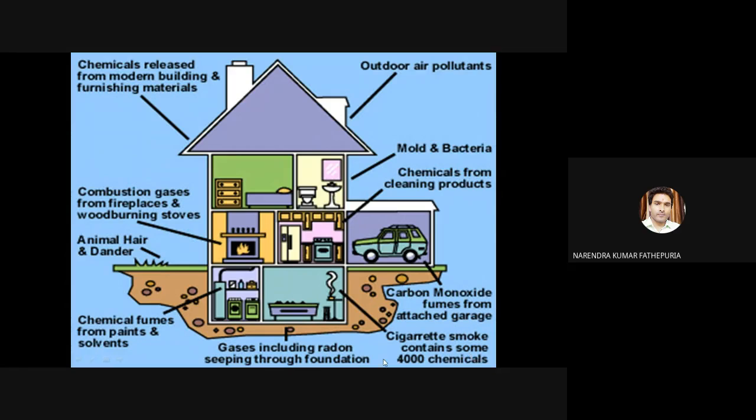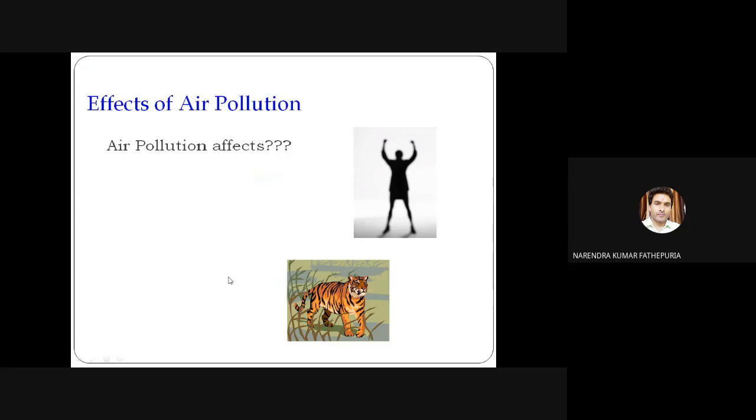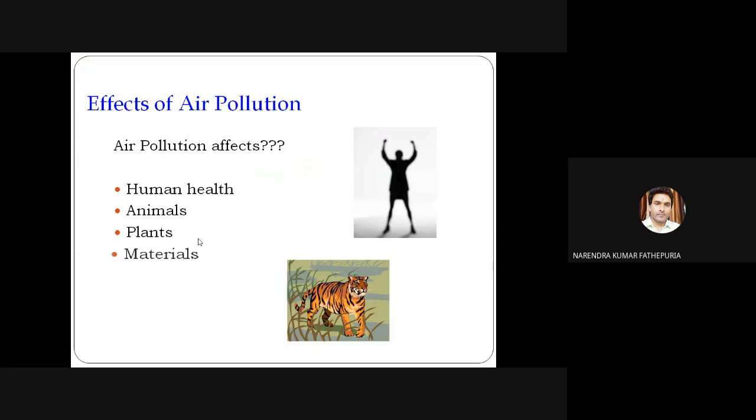Cigarette smoke contains more than 4,000 chemicals. The chemicals from your cleaning products, mold and bacteria, outdoor air pollutants, right? These are the responsible things. So the effects of air pollution are there on human health, animals, as well as plants, as well as materials, as well as the environment.